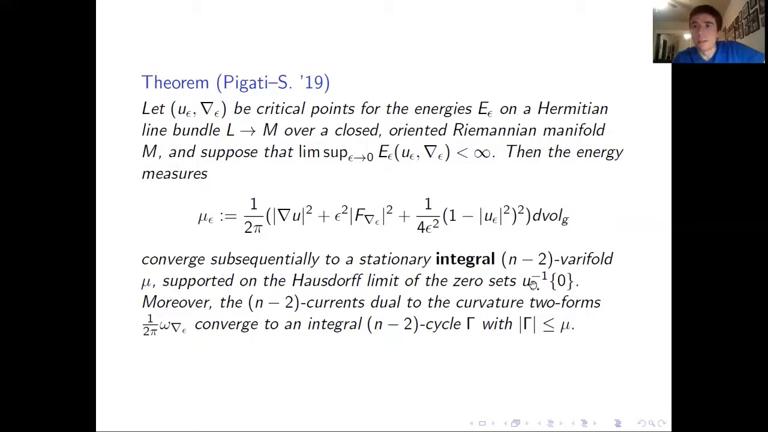And moreover, to kind of mirror this Hong-Jost-Struwe result from dimension 2, we observe that the n-2 currents dual to the curvature 2-forms converge to an integral n-2 cycle gamma, supported inside that varifold. Okay, so now we're getting a nice stationary integral varifold from our energy concentration. No diffuse part. Everything is entering into this critical point of the n-2 area functional.